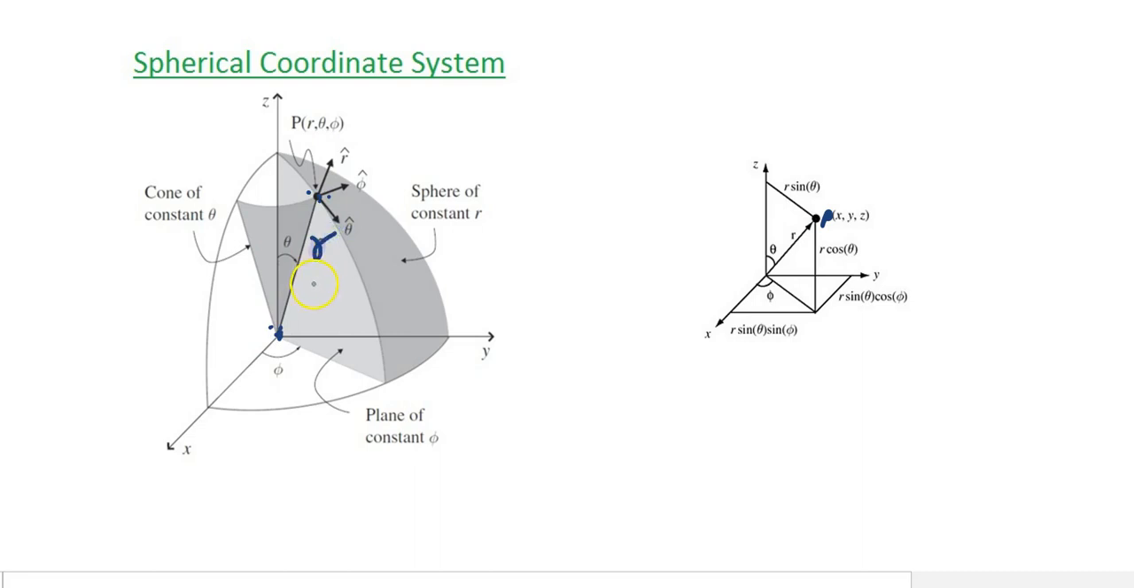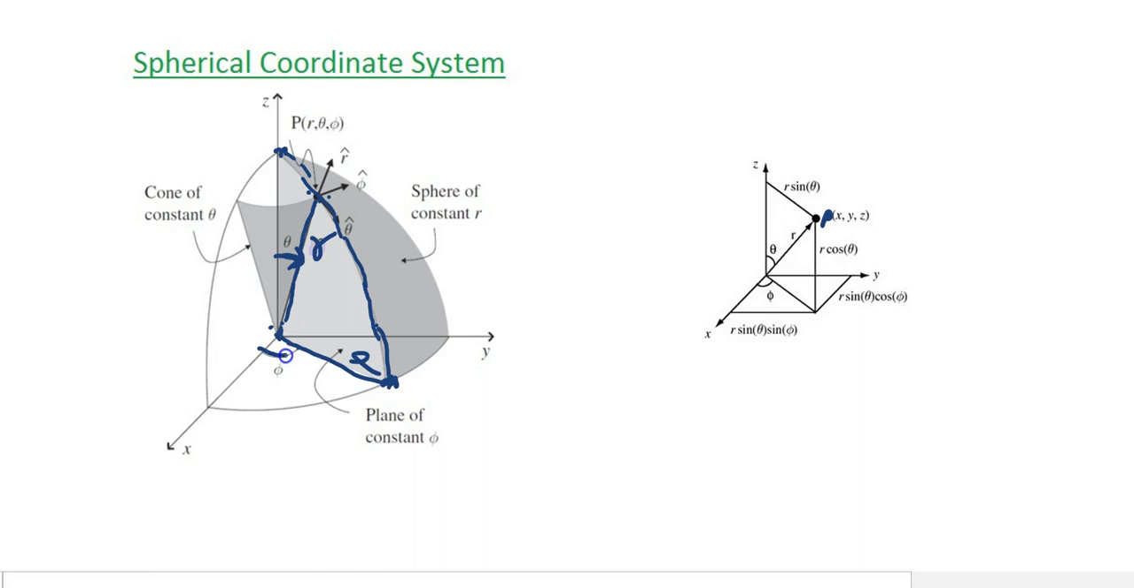Theta is the angle from the z axis to r. Then phi: when you draw a semicircle or quarter circle of radius r, or when you make this theta angle 90 degrees, this will meet the xy plane. Joining this, you know what this is? This is your rho now.